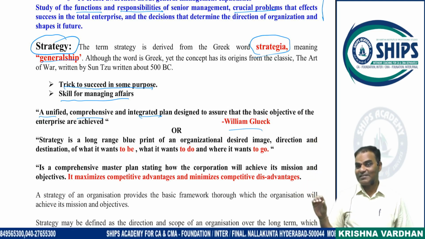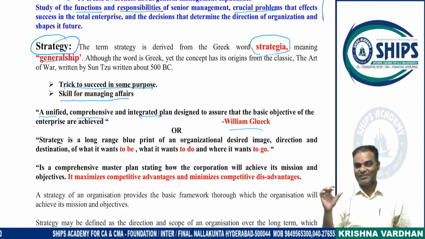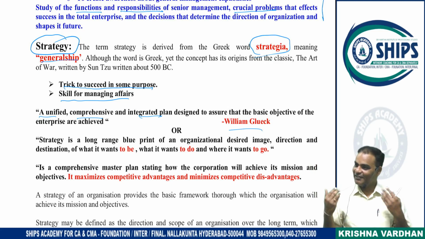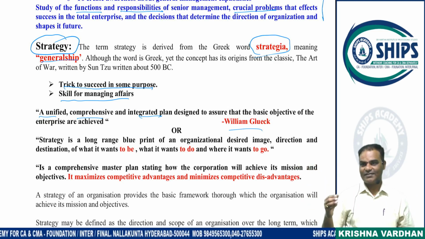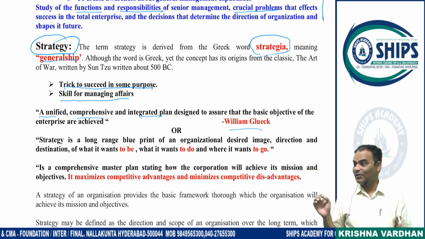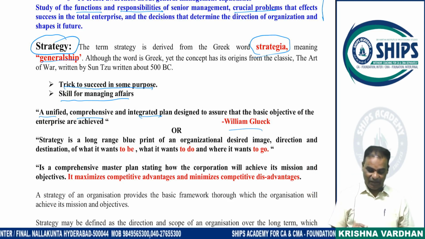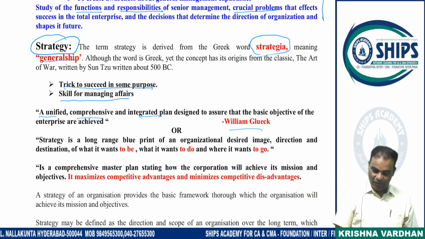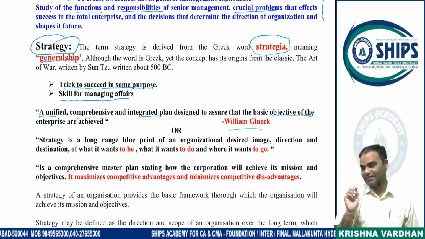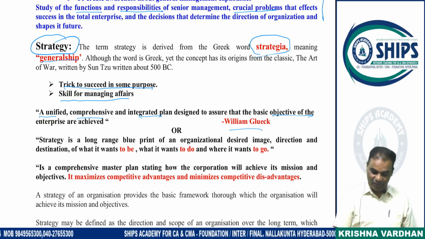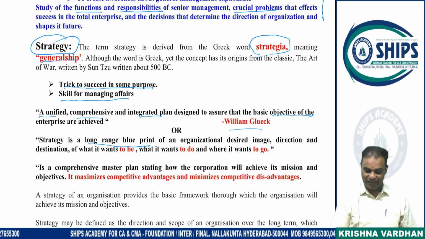Most of these cases you would have seen civil engineers. They make a small replica of this building like a miniature, just to show you how it looks like. And after that they construct. Most of these massive constructions, your railway projects or metro projects, large scales, they go ahead with prototype models. Models are small miniature images. So, unified, comprehensive, integrated plan designed to assure the basic objectives of enterprise are achieved. And there's one more definition which says strategy is a long range blueprint. Just now I said it's a long range blueprint.